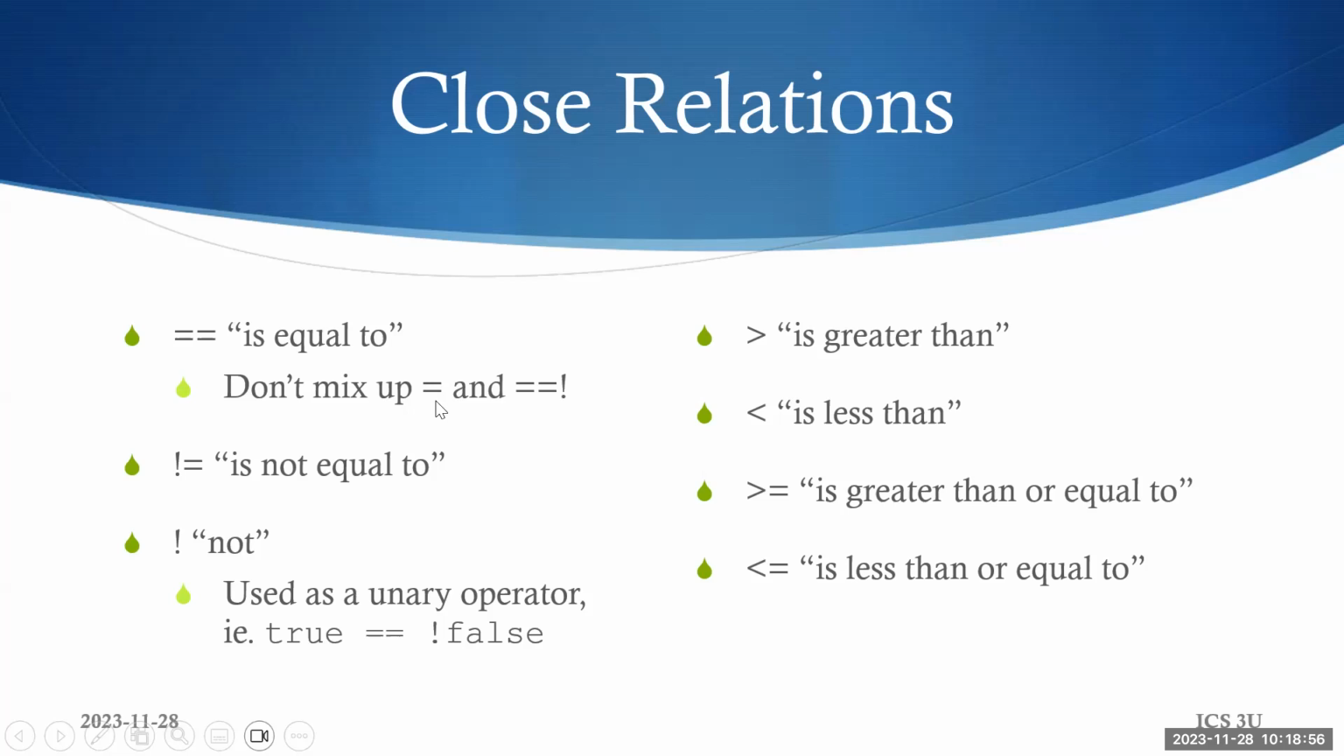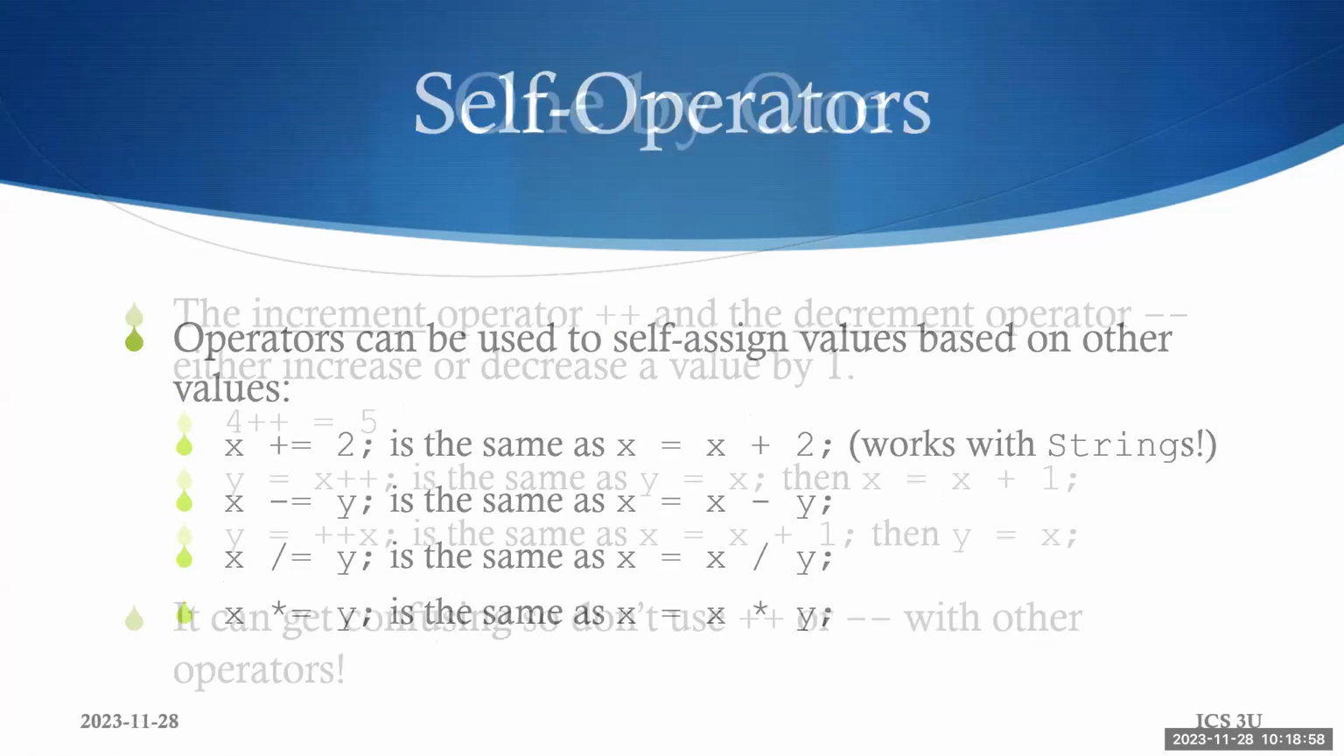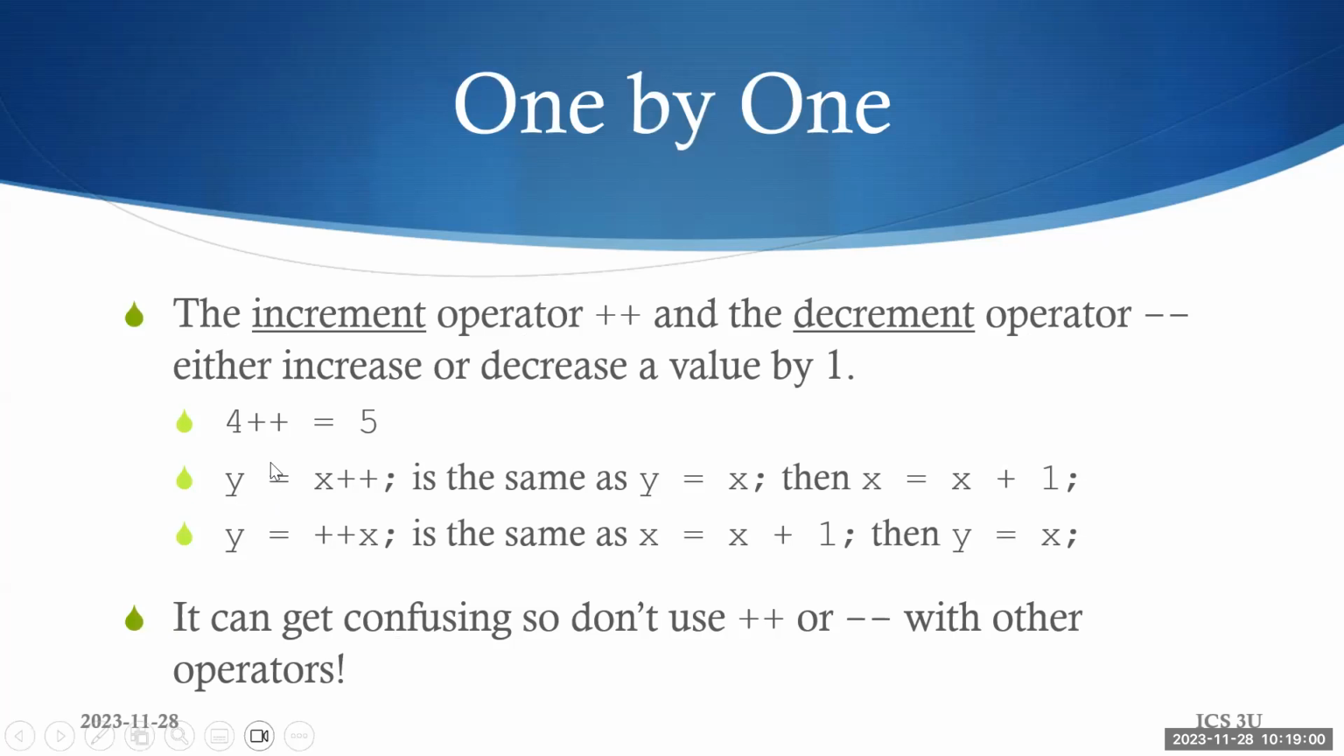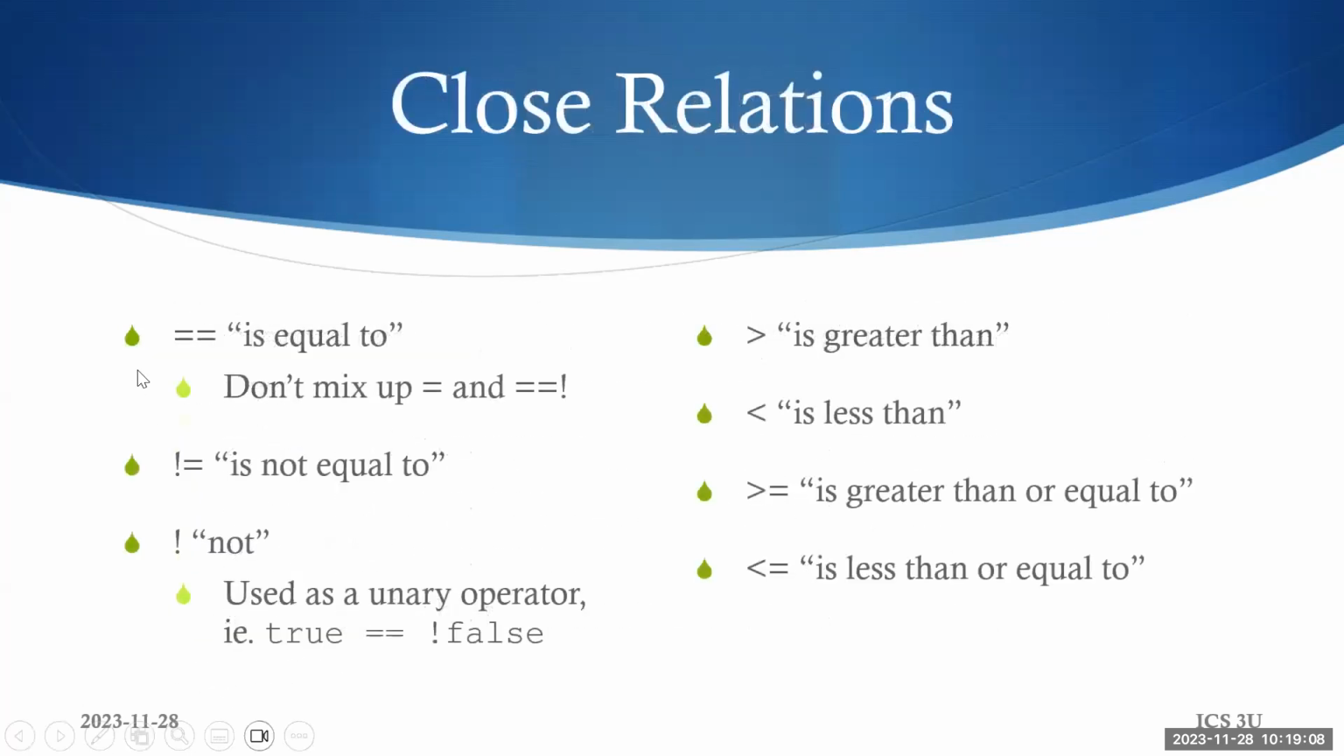Right, one equal sign, if we go backwards, is when we're assigning a variable to another variable or a value to a variable. Two equal signs is when we're comparing two variables or two values.